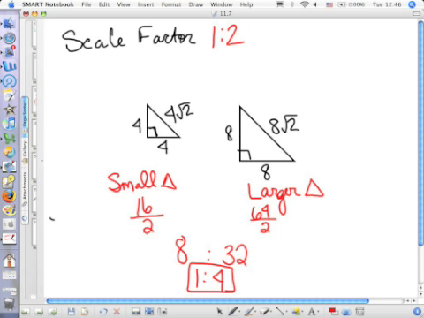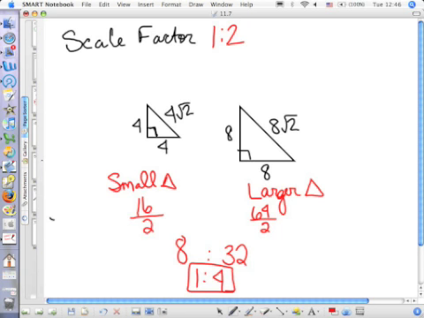Now, how do you get from 1 to 2 to 1 to 4? You have to do the same thing to both numbers, the 1 and the 2. Times 2? No, because 1 times 2 would give you a 2 right here. How about times itself? Because 1 times 1 is still 1. So you're squaring it. And 2 times 2 is 4.